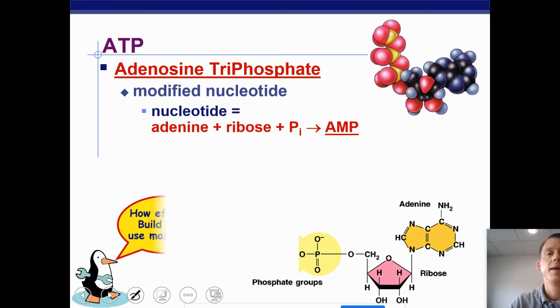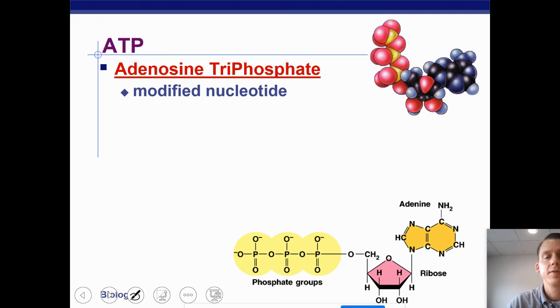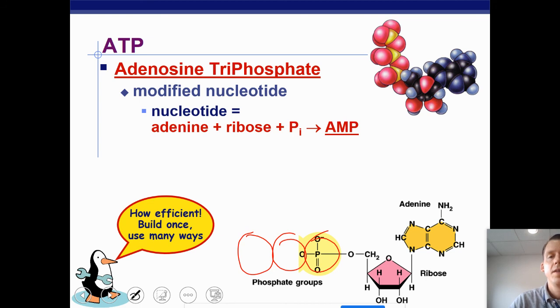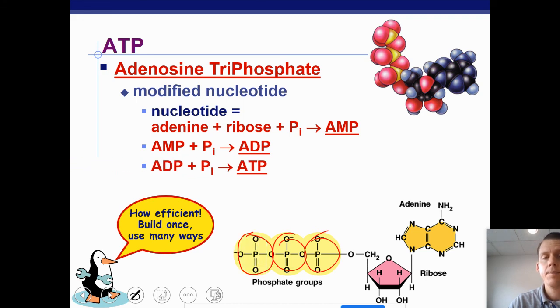What is ATP? ATP is a modified nucleotide. It looks like that. The 3 phosphates are there. Okay, so this is the nucleotide adenine, and sometimes it's referred to as AMP. The M, you might be wondering what that stands for. That stands for monophosphate. If we add a phosphate, it becomes ADP, or diphosphate. And if we add another one, it becomes triphosphate.